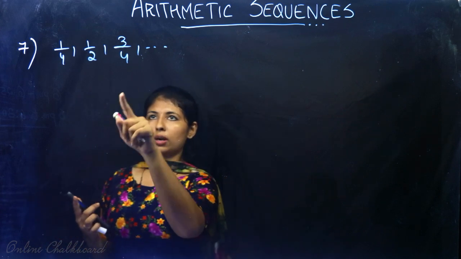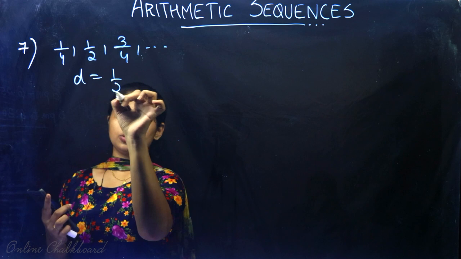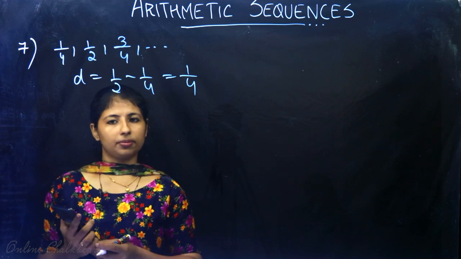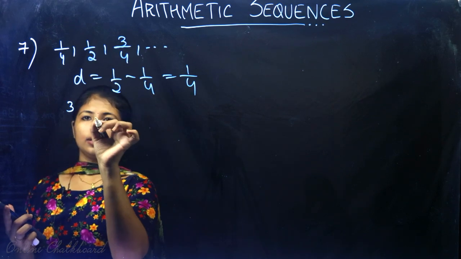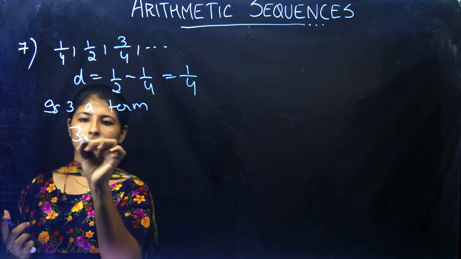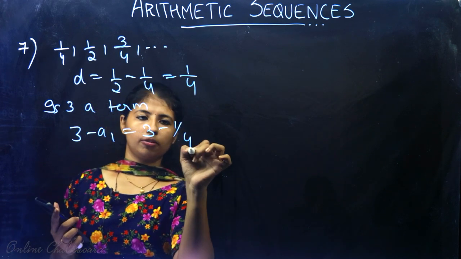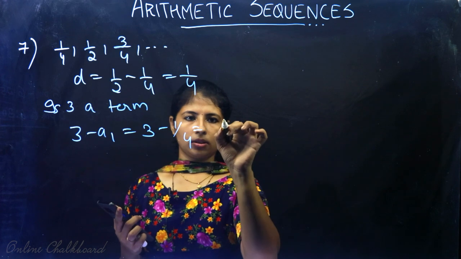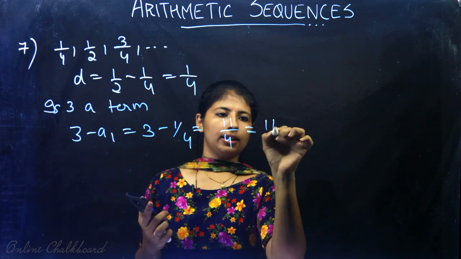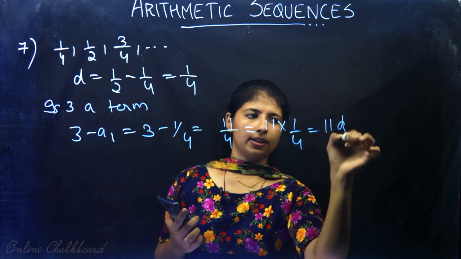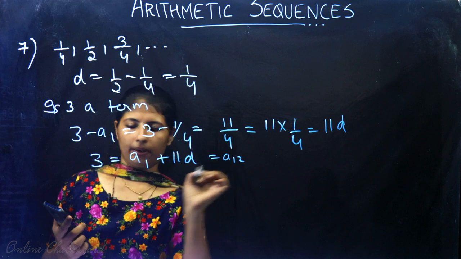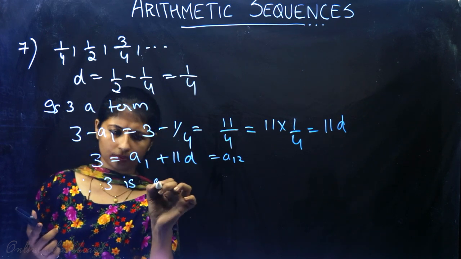Next question. 1 by 4, 1 by 2, 3 by 4. Common difference is 1 by 2 minus 1 by 4, that is again 1 by 4. Number chodhichirikkunna is 3 a term. Now, is 3 a term? We subtract the first term: 3 minus a1, that is 3 minus 1 by 4 equals 11 by 4, that is equal to a multiple of the common difference, 11 into 1 by 4, that is equal to 11d. This implies 3 is equal to a1 plus 11d. The 12th term, therefore 3 is a term.